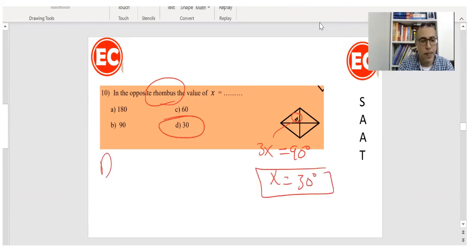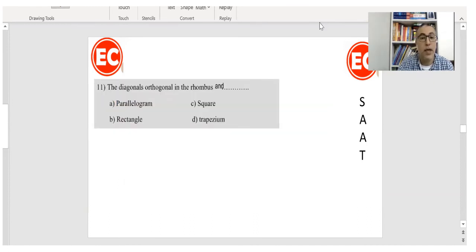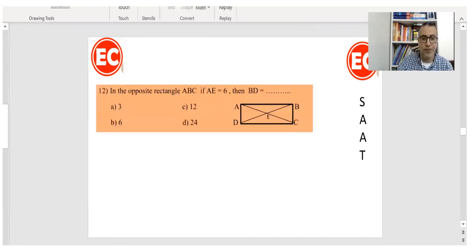Diagonals are perpendicular in a rhombus. Diagonals are orthogonal. Mr. Hisham, what does orthogonal mean? Orthogonal is a Latin word, an old word for perpendicular. So orthogonal or perpendicular in the rhombus and square. Diagonals are perpendicular in these two shapes, or two quadrilaterals.